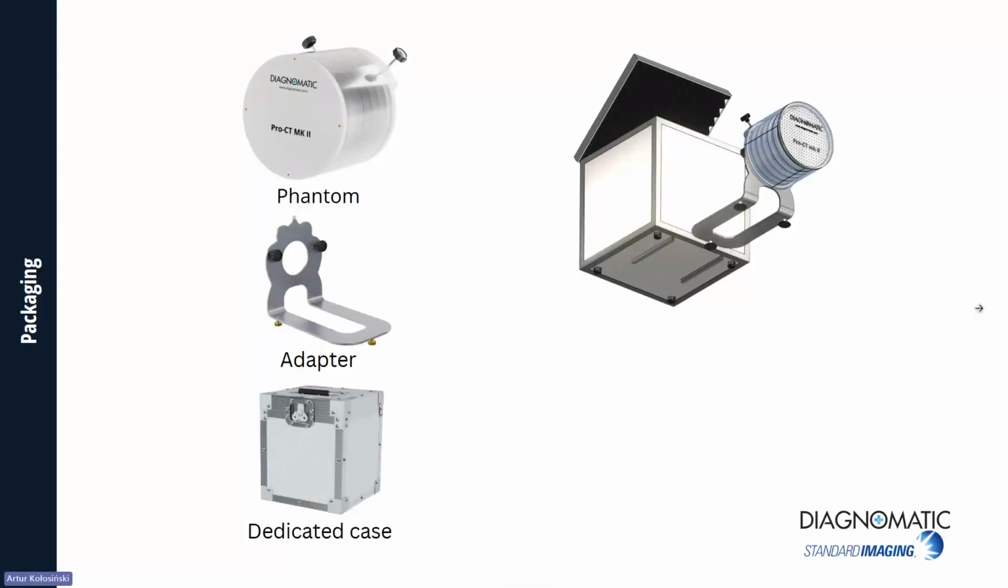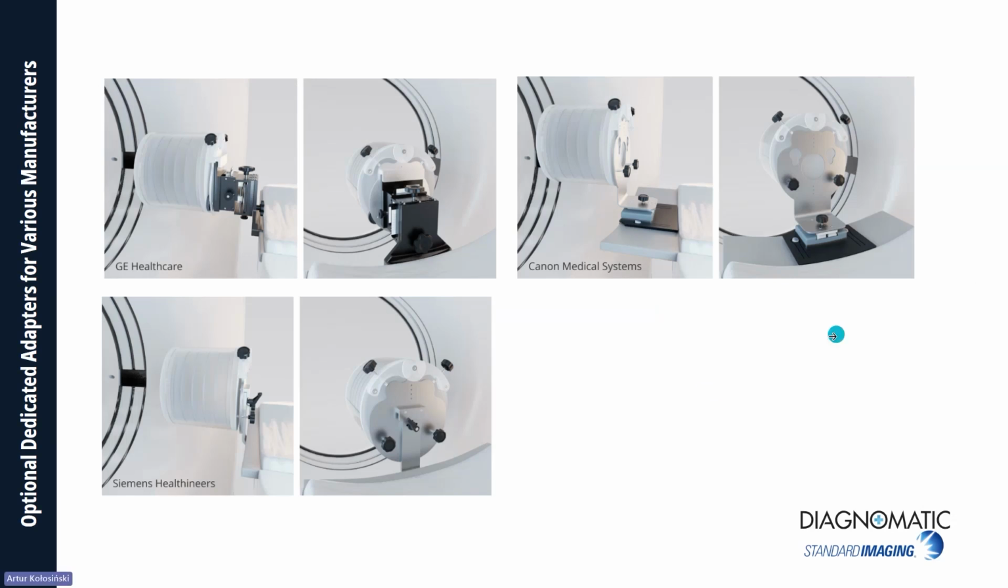Regarding the packaging, the phantom is inside a hard-sided box together with the adapter and a dedicated chair case, which also serves as a counterweight. But we have another option of dedicated adapters for various manufacturers: for GE, Canon, Siemens, and we are also working on Philips. This allows us to use the original fingers from the OEM, from the manufacturers, and it's much more stable, much more robust.